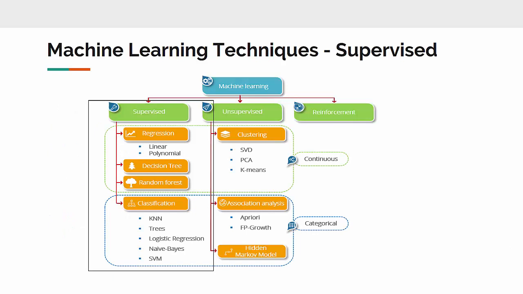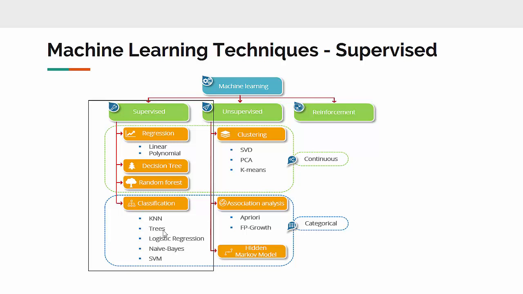Specifically in this video, we will run through some of the supervised learning techniques, which are seen on the left-hand side of this slide. So we have regression, decision tree, random forest, and classification. What we will be running through are regression, as well as classification and decision tree. Do note that decision tree is a subset of classification. That's why trees also appear here.